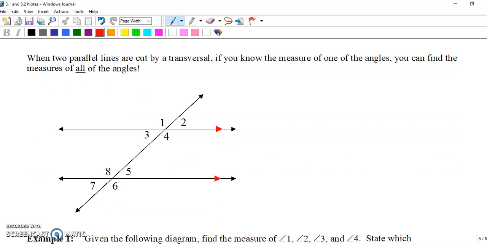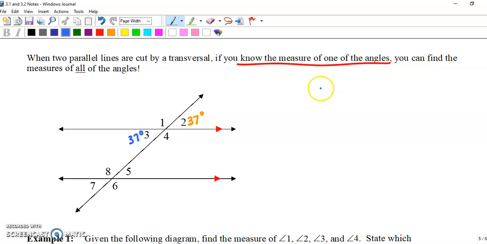Okay, so again, if you know one measure, you can find all of them very quickly. So let me do one, let's say if angle 2 is 37 degrees, we need all of the others. Well, I know the vertical angle, I'll do the ones in blue, has to be the same. So angle 3 has to be 37 degrees.